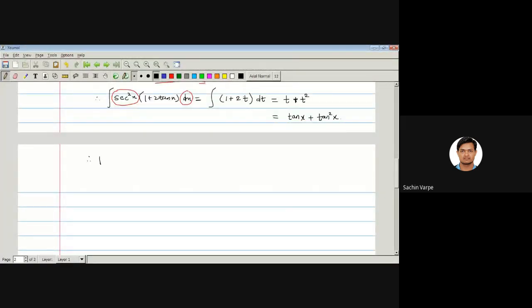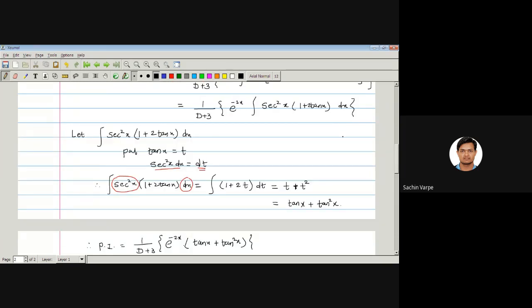therefore PI equals 1 upon D plus 3. I hope everyone is doing along with me. 1 upon D plus 3 into e to the power minus 2x into the integration. So what is the integration? Tan x plus tan square x. Okay, into this we have substituted the integration.